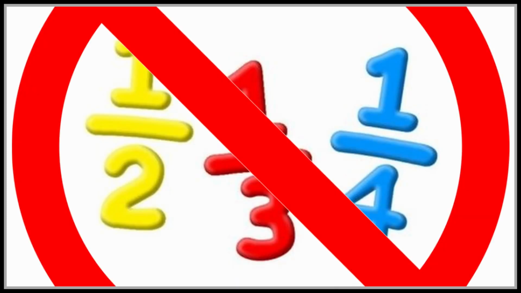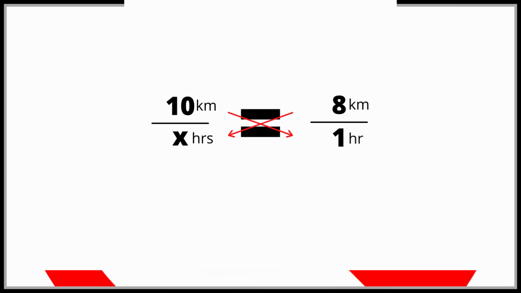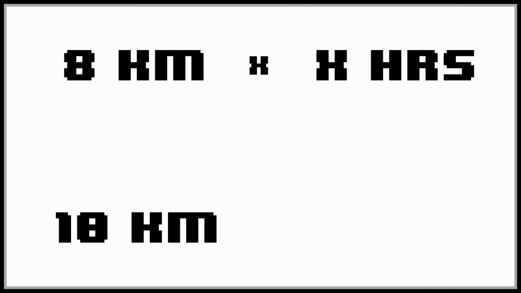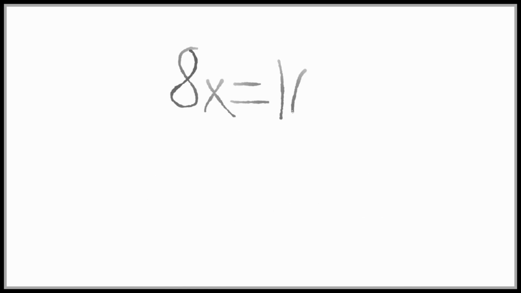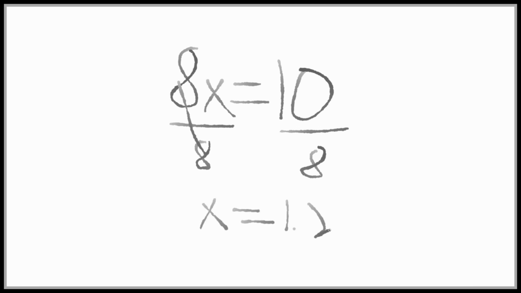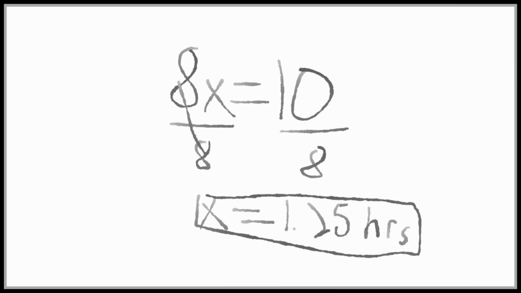To solve a proportion, we need to cross multiply and solve. This gets rid of the fractions and any messiness. After cross multiplication, we will end up with 8 kilometers times X hours and 10 kilometers times 1 hour. Now we can simplify. 8 times x is 8x, and 10 times 1 is 10. We are now left with 8x equals 10, and to solve for x, we simply divide both sides by 8. 8x divided by 8 equals x, and 10 divided by 8 equals 1.25. We are then left with x equals 1.25 hours, and we're all good.